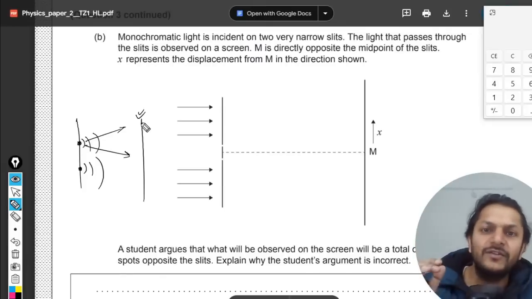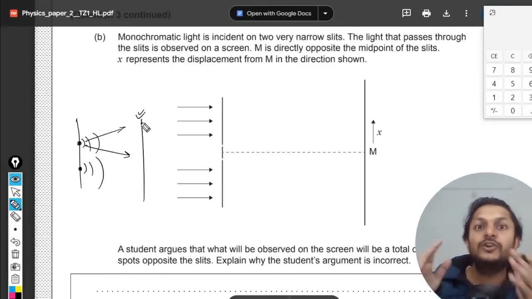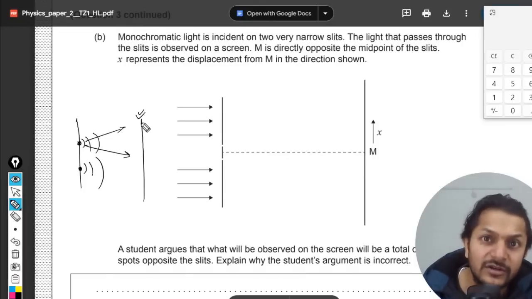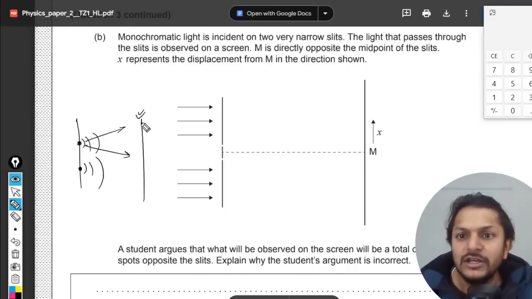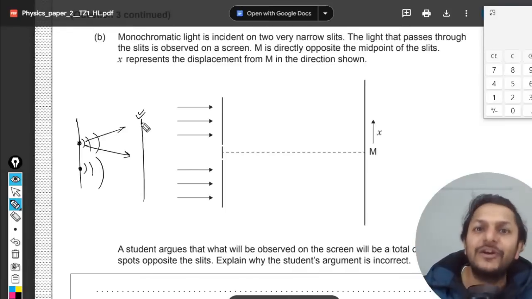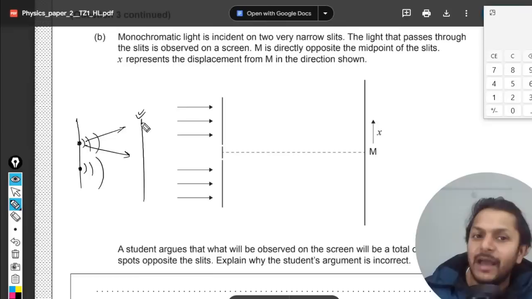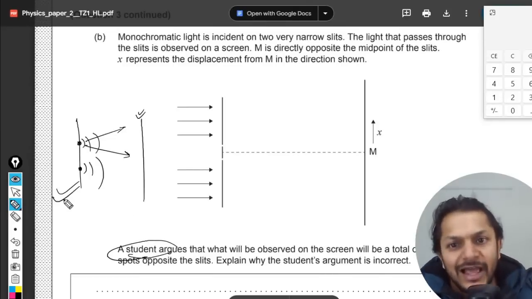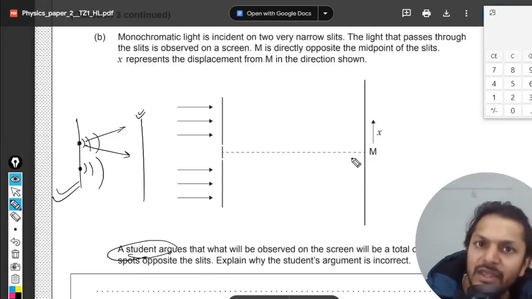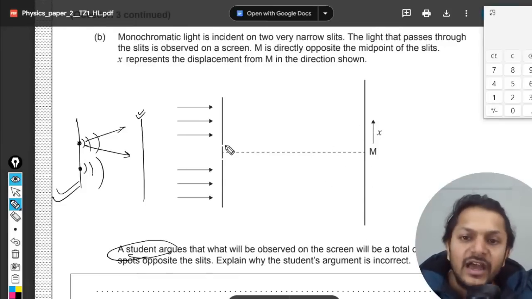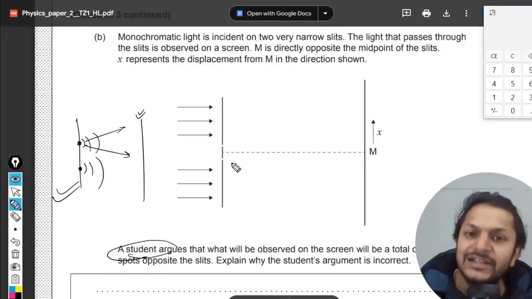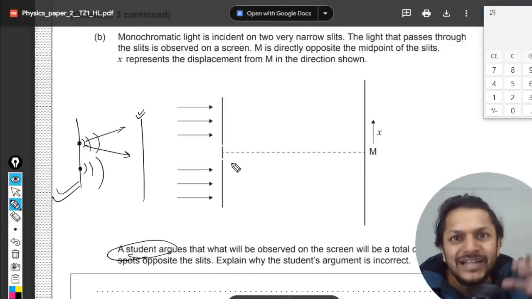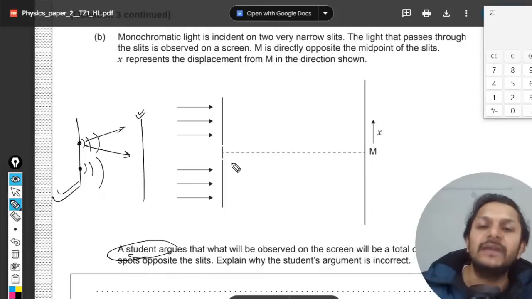Do you expect that there will be an interference pattern? If you literally do this experiment at your home, would you be able to find an interference pattern? Of course not, because there are some conditions that you have to meet before this kind of thing happens. So the student here argues that this kind of thing will happen even in this case. But in this case, we have completely satisfied the conditions that we need for interference. So interference will be happening.